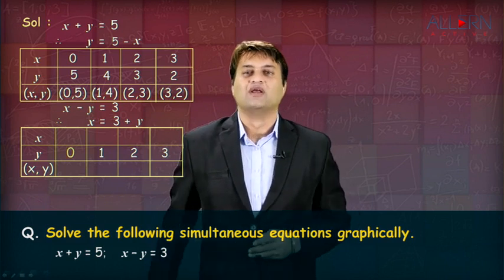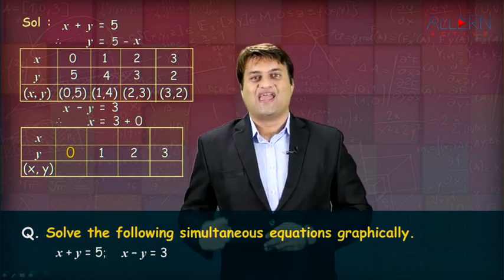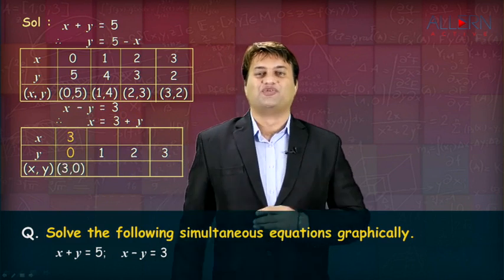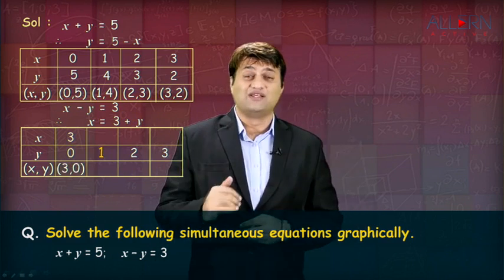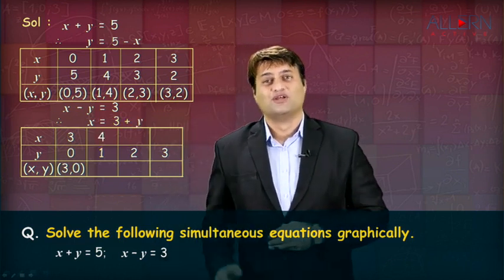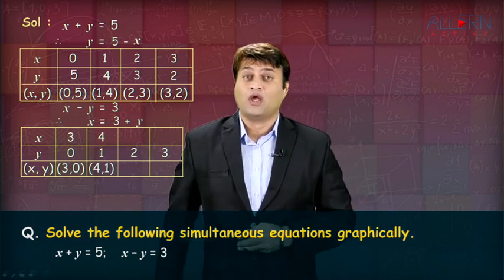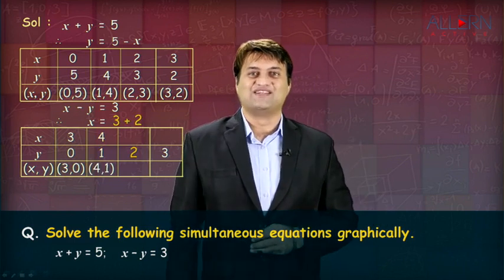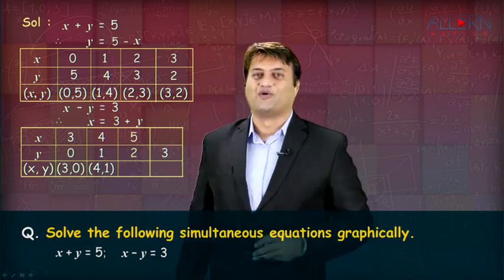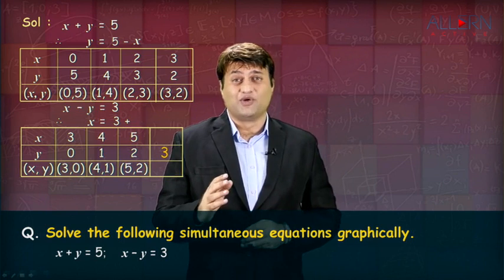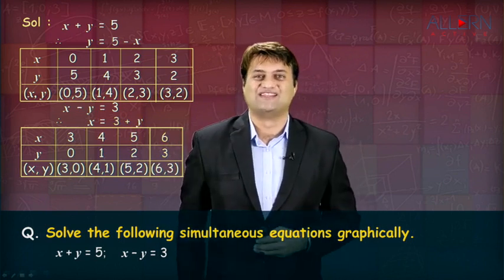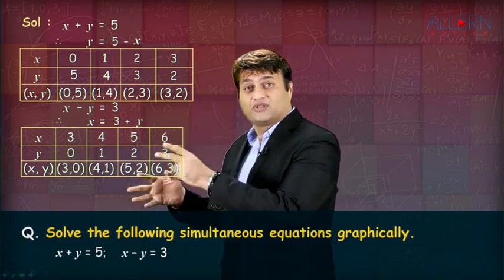So let's do it. When y is equal to 0, x is equal to 3 plus 0, x is equal to 3 and the point is 3 comma 0. When y is equal to 1, x is equal to 3 plus 1, x is equal to 4, so the point is 4 comma 1. When y is equal to 2, x is equal to 3 plus 2, so x is equal to 5 and the point is 5 comma 2. And when y is equal to 3, x is equal to 3 plus 3, that's 6 and the point is 6 comma 3. You get both the tables.